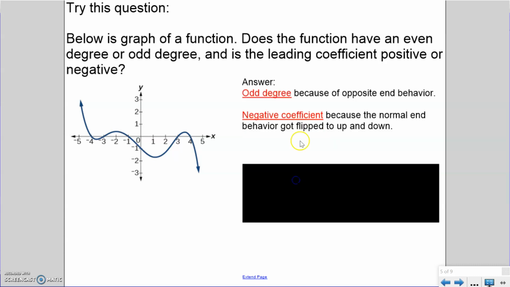Here's the answer. Odd degree because it's opposite, left's up, right's down. Now that's a negative coefficient because the normal end behavior got flipped, because usually it's down, up for odd, but now it's up, down.